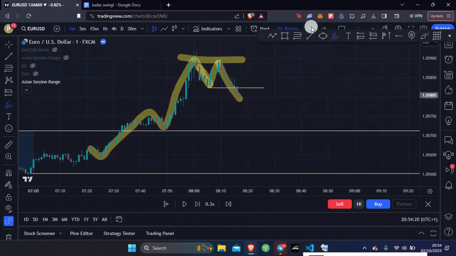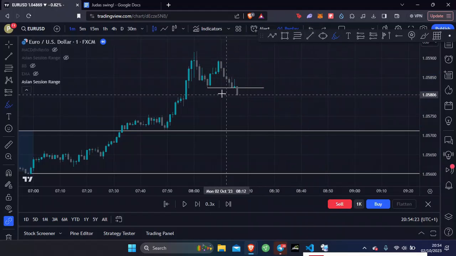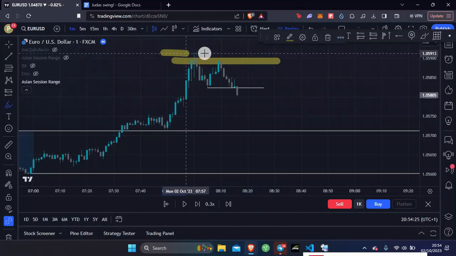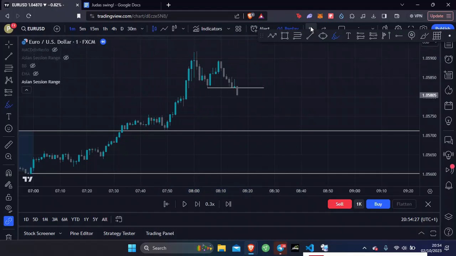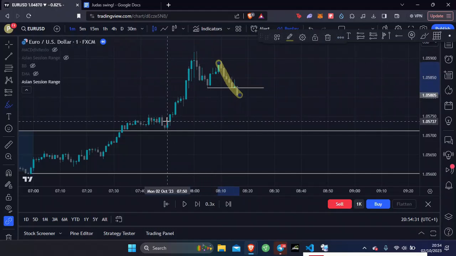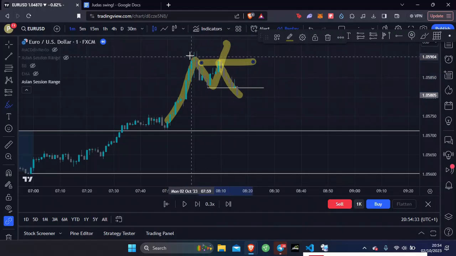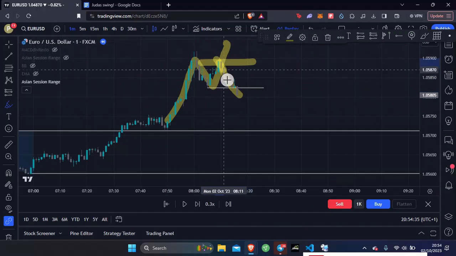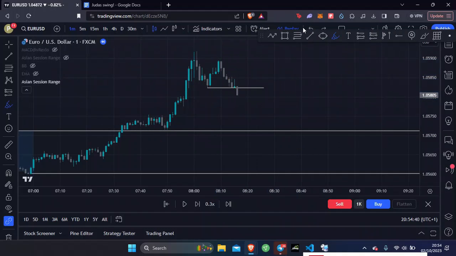Now that in itself is a market structure shift, sentiment change, change of character, whatever you want to call it. But at the end of the day, we've now broken structure to the downside. We're no longer in a bullish market because otherwise that would have happened. Instead, this has happened. So now we're looking for this, right? I hope that made sense.